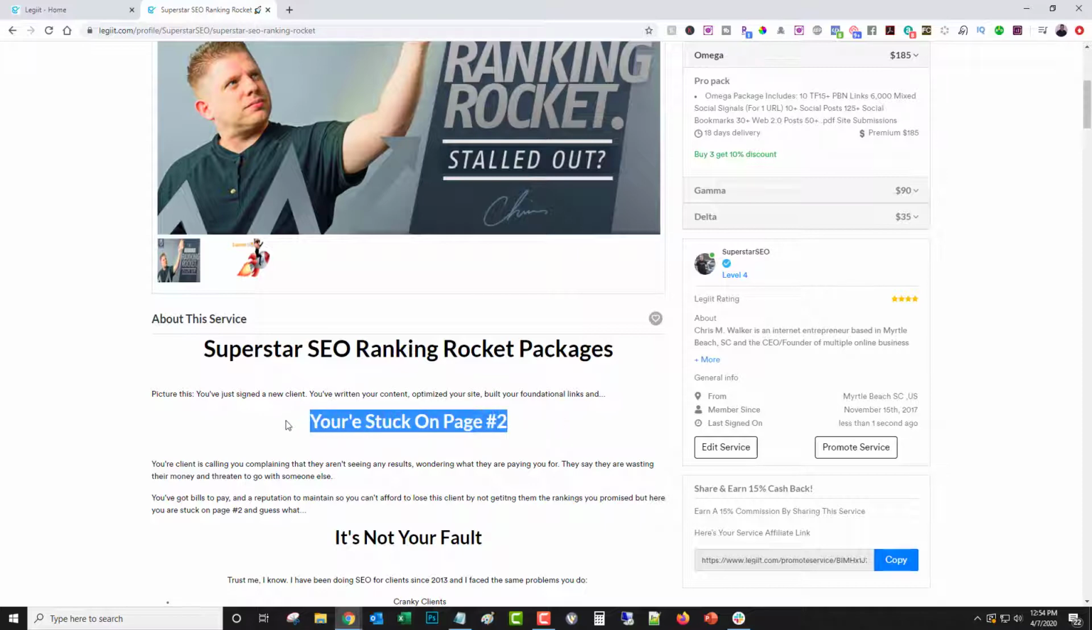That's a big pain point for people that do SEO. They don't want to be on page 2. They want to be on page 1. A pain point is something that people don't want and they are looking for a solution to. Whenever you sell anything, whether it's a service or anything else, you are solving someone's problem. And in this case, I'm identifying their problem as being stuck on page number 2.